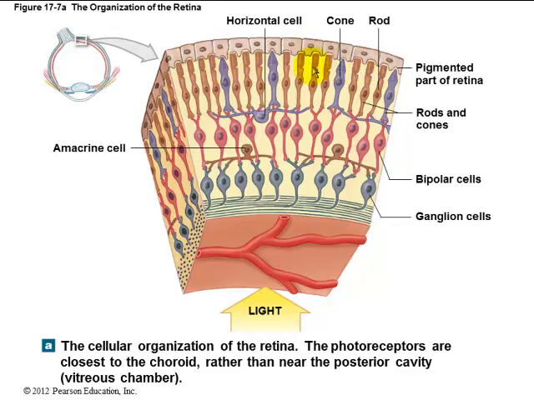When they are struck by light and get excited sufficiently, they send electrical signals to the bipolar cells, and the bipolar cells then send electrical signals to the ganglion cells. And it's the ganglion cells whose axons form the optic nerve.